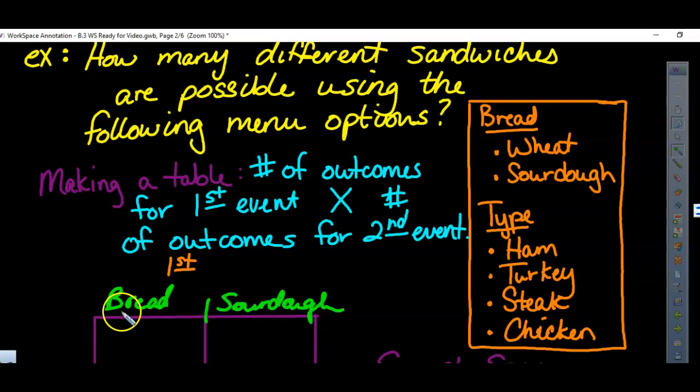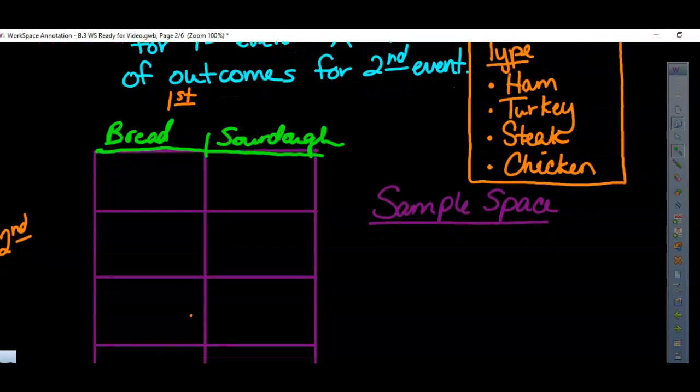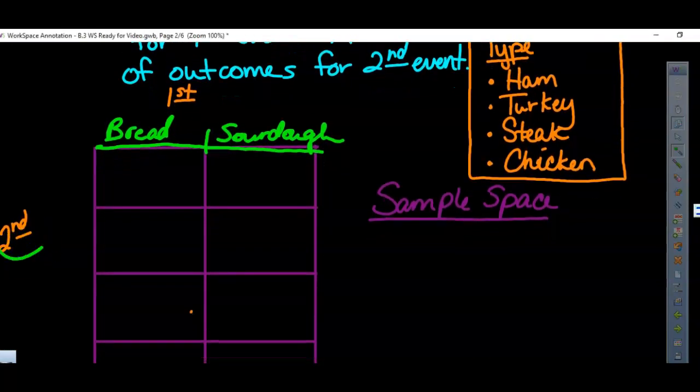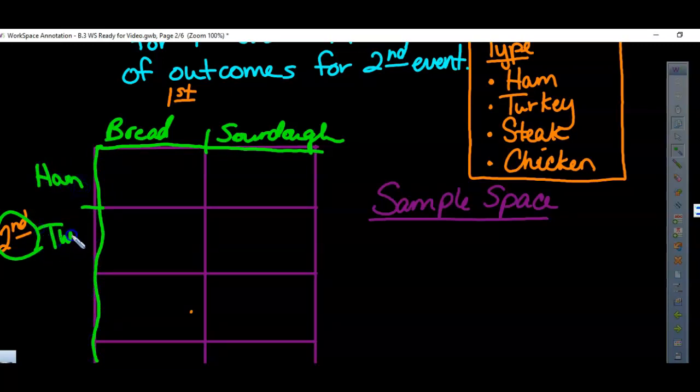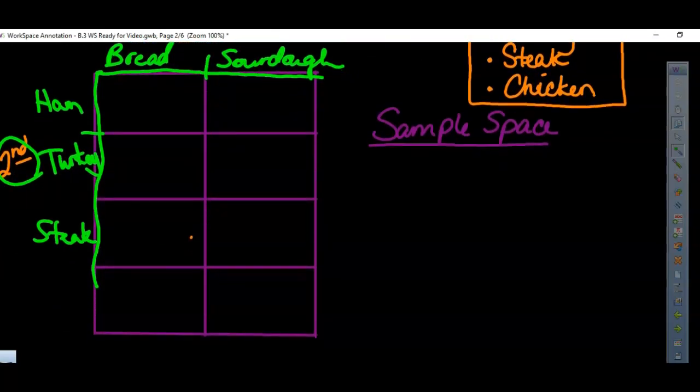Each choice will get its own section. And then the type of sandwich, that's our second event. That'll be represented along here. Ham, turkey, steak, or chicken. Okay.